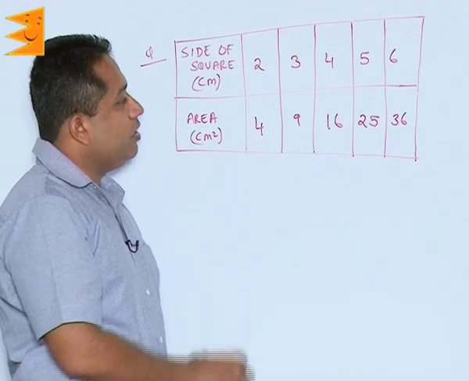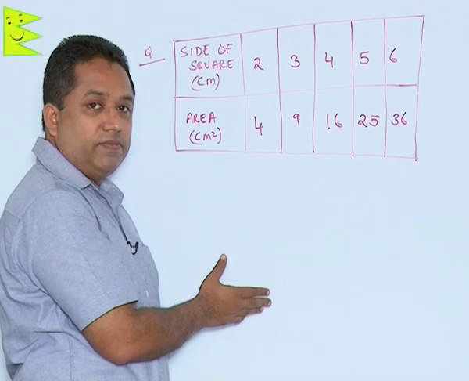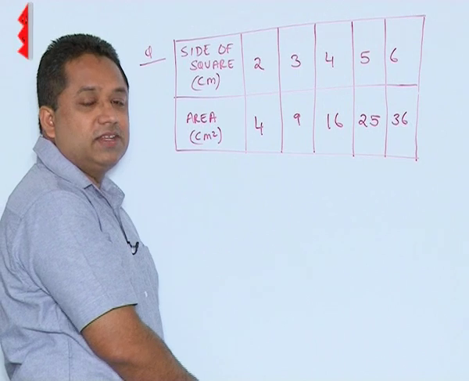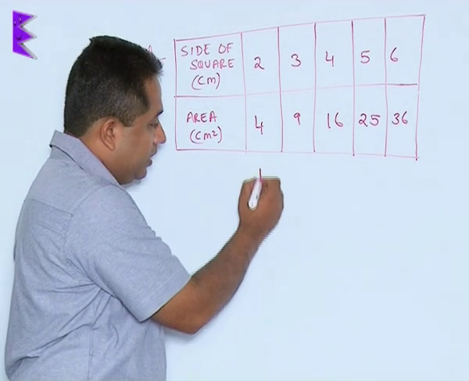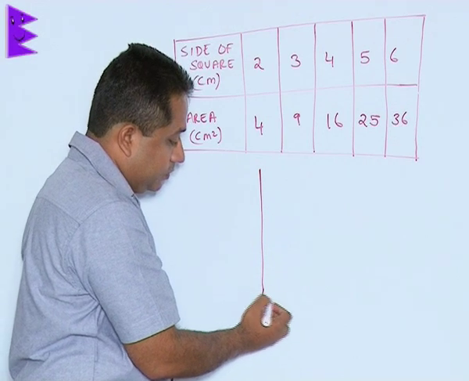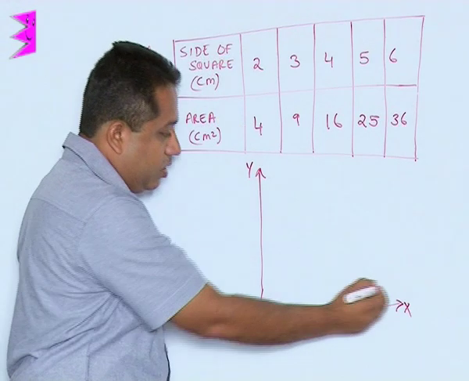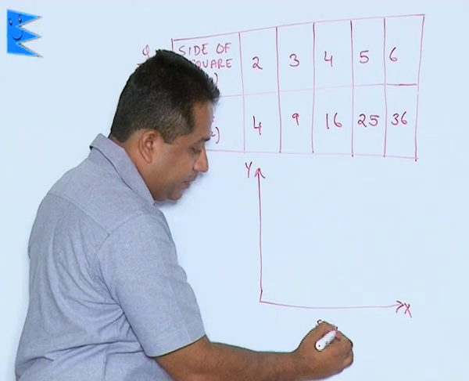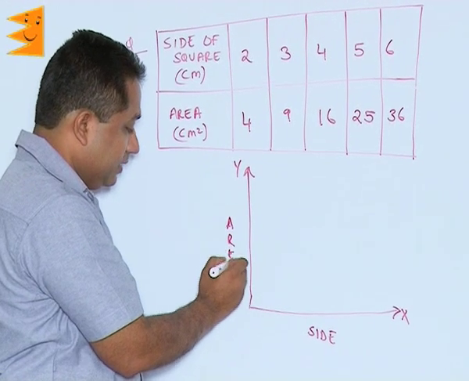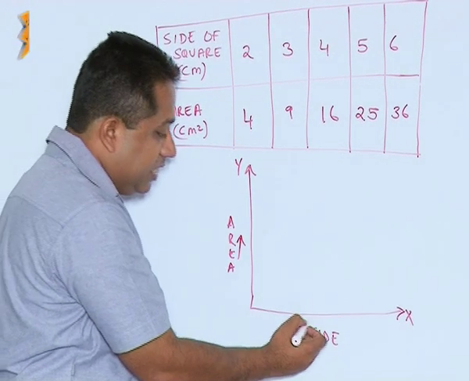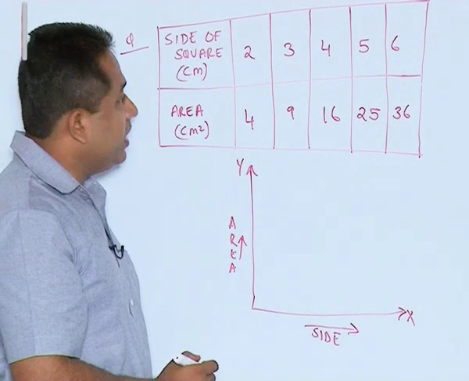increase. Now, the question for us is, first, we have to draw this graph, and secondly, we have to find out whether it is a linear graph or not. So, taking the x and y axis, we can take the side on the x axis and the area on the y axis, and let us see when we plot these quantities what type of graph we are going to get.